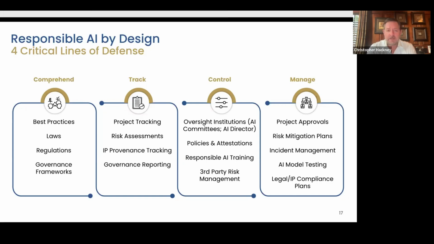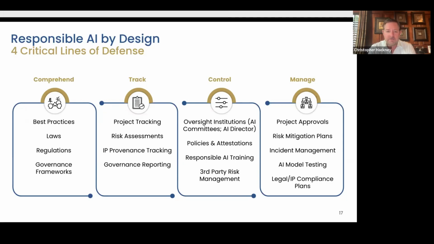Now, once you're tracking these items, you can start to set up control institutions and frameworks. It's going to be important to have oversight institutions, someone who leads point on these issues, like an AI director, to have broader, inclusive AI committees that take into consideration the viewpoints of folks across the organization and the people and communities affected by AI outputs.